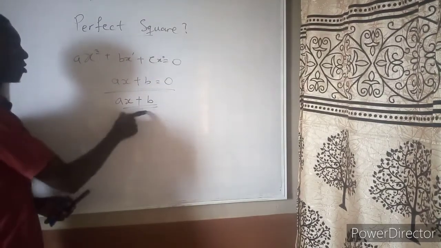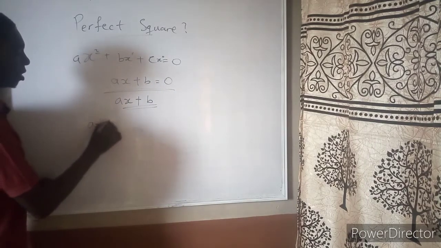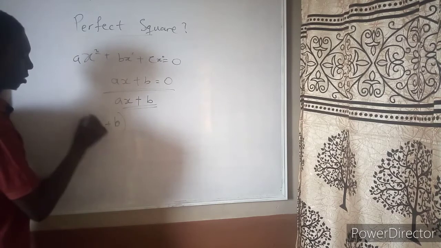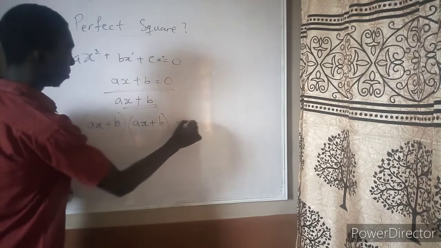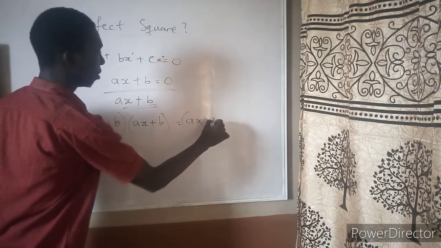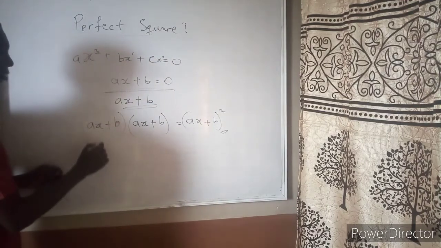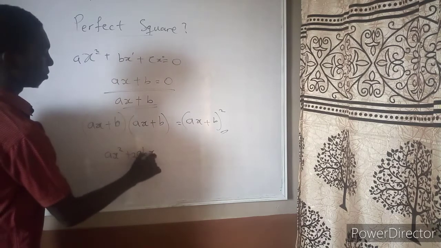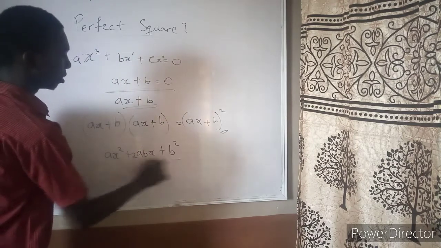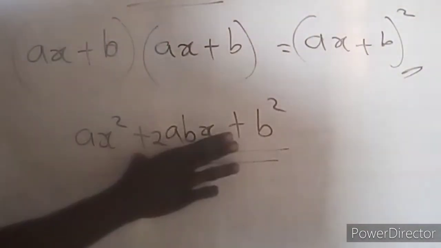It is when a simple linear expression multiplies itself just twice. For instance, if I have a simple linear expression like ax plus b, times itself again, I'm only multiplying it twice, which makes it a perfect square: ax plus b all squared. The result will be a perfect square: a squared x squared plus 2abx plus b squared. So that's what a perfect square quadratic equation simply means.